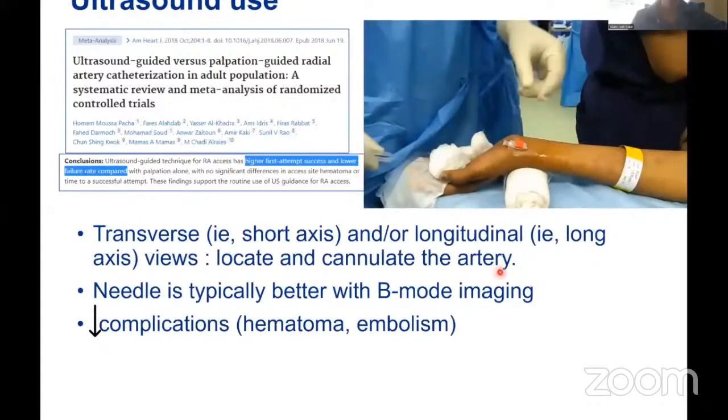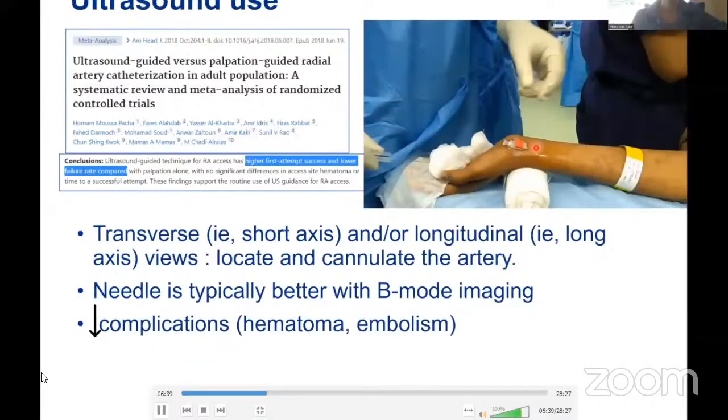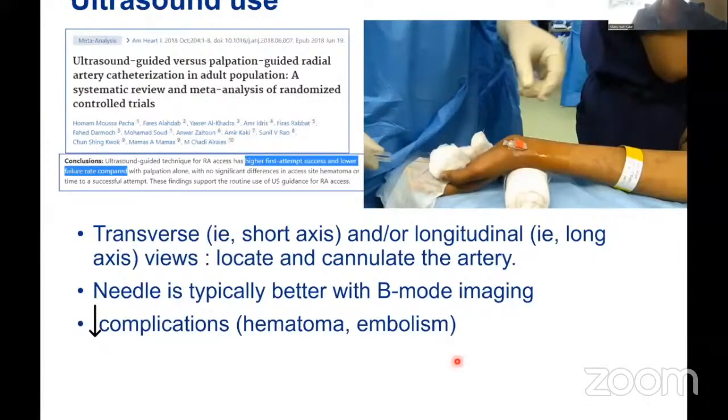Whenever using the ultrasound, it is always better to use the B mode and not the M mode to locate and cannulate the vessel. Using ultrasound decreases the complications like hematoma and embolism, and also increases the first attempt success rate.